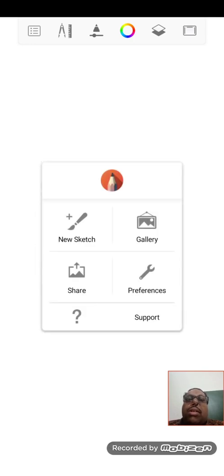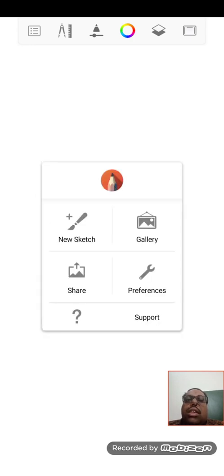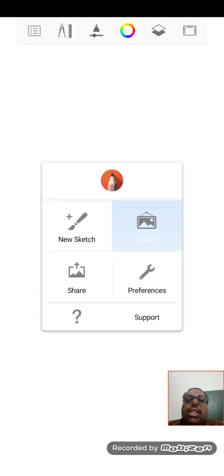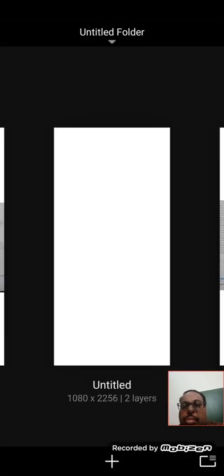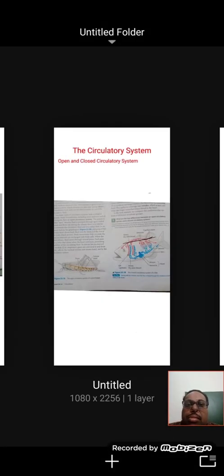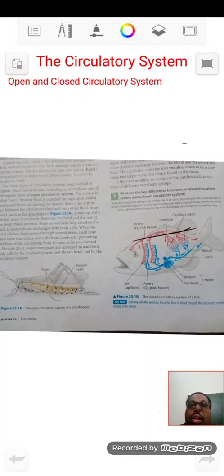Open circulatory systems are the systems where there are no other structures. That means they don't have any divisions among them. These are the two types of system that are normally present.